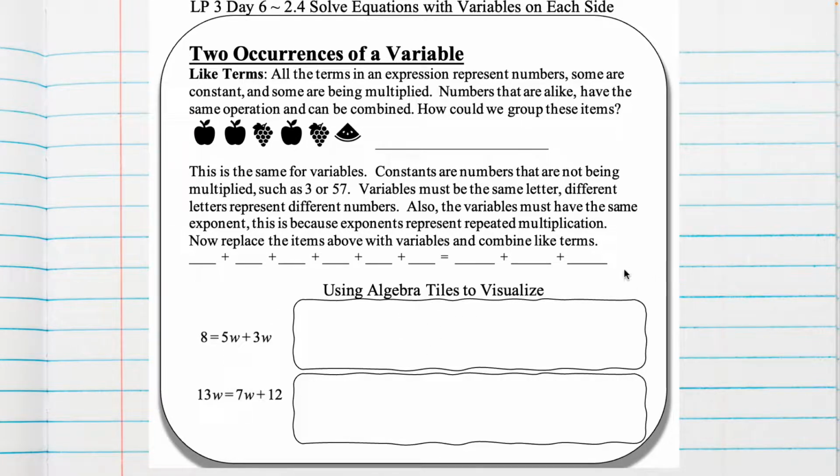So like terms are all terms in an expression that represent numbers. Some are constant and some are being multiplied. Numbers that are alike have the same operation and can be combined. How can we group these items down below? So just kind of practice. I have these little symbols. We can see it's an apple, a grape, an apple, a grape, and a watermelon.